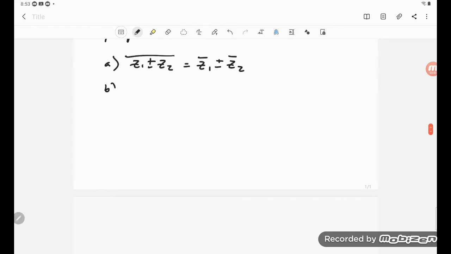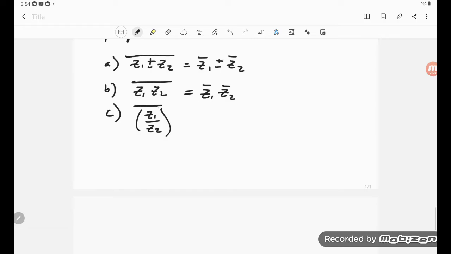And similarly with multiplication, if I've got Z1 times Z2 and I want the conjugate of that, I can simply do the conjugate of Z1 times the conjugate of Z2, so that's nice. And similarly with division. So if I have Z1 over Z2, then the conjugate is the same thing as Z1 conjugate over Z2 conjugate.